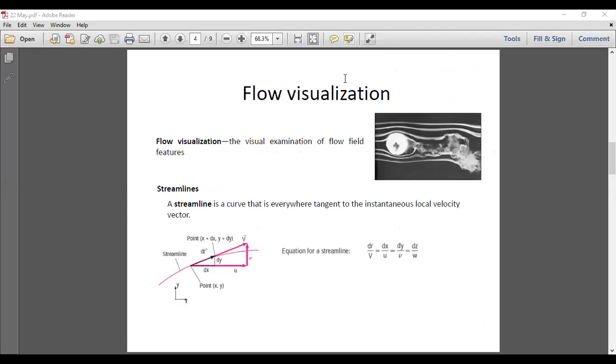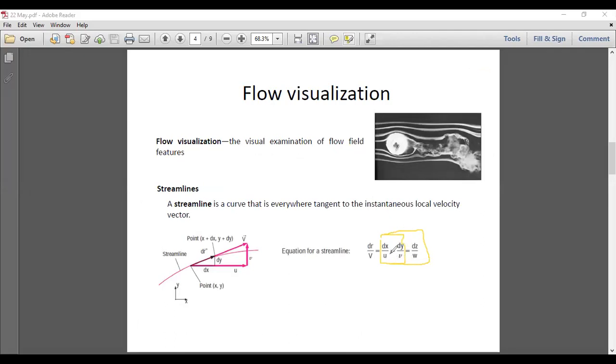In this equation, which is in 3 dimensions, in the x direction, y direction, and z direction, what I will do is reduce this equation to 2 dimensions, that is, in the x and y directions only.